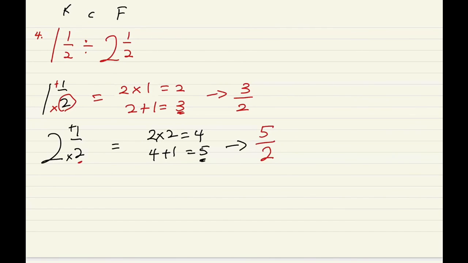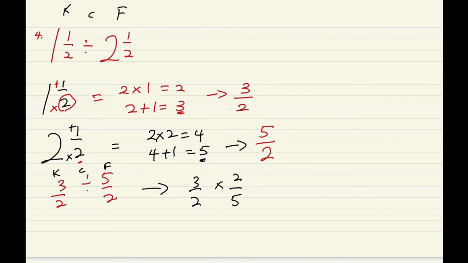So now that we've changed both of them into improper fractions, we're going to use those improper fractions now. The question now becomes 3 over 2 divided by 5 over 2. So we're still going to keep, change, flip. So we're going to keep this the same, change this to multiplication, and flip this. So that becomes 3 over 2 times 2 over 5.